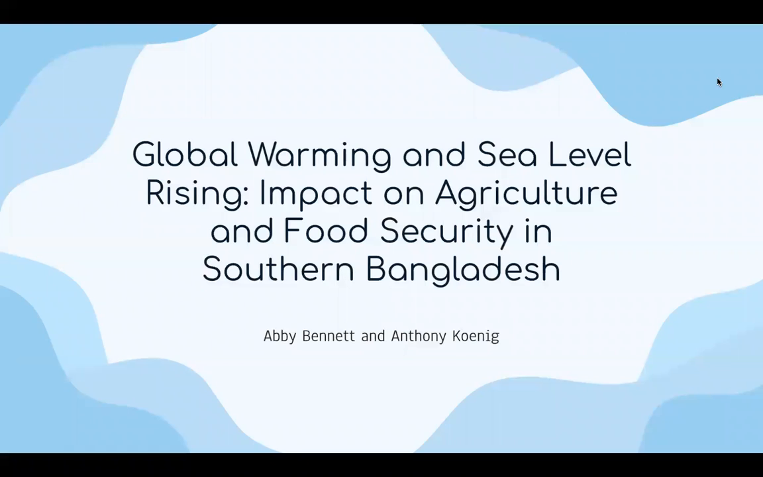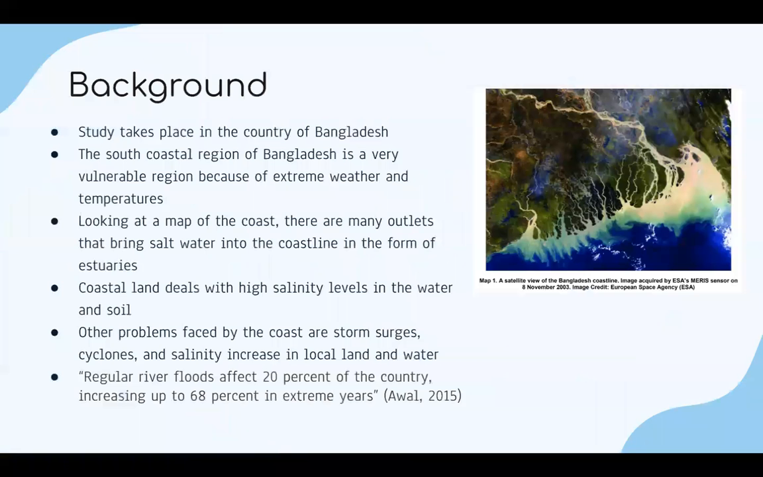So our presentation looked at a paper on global warming and sea level rise and its impact on agriculture and food security in southern Bangladesh. So, as stated from the title, our paper looked at the country of Bangladesh. It is located between India and China in that region.